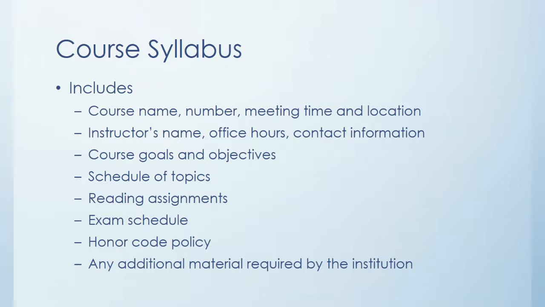The instructor's name, office hours, and contact information. The course goals and objectives, and depending on the instructor, these may be extremely vague or non-existent. Or they could be extremely detailed. You'll notice that in the course syllabus for this class, there are individual objectives listed for each area that you're supposed to learn. The schedule of topics.